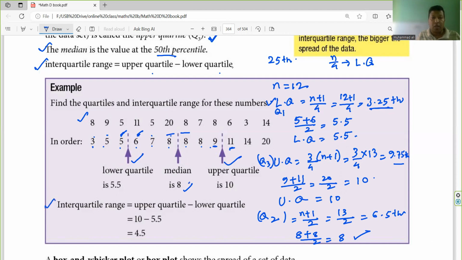So the interquartile range is the upper quartile minus the lower quartile. Upper quartile is 10 and lower quartile is 5.5. So their subtraction, 4.5, is the interquartile range.